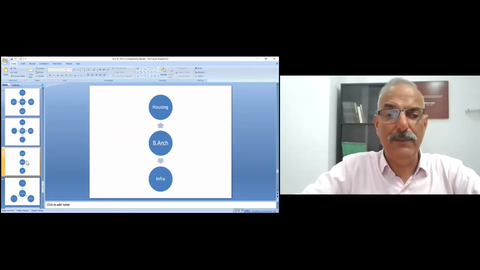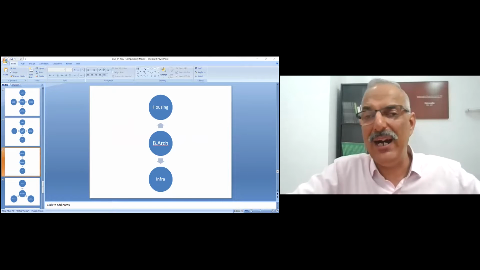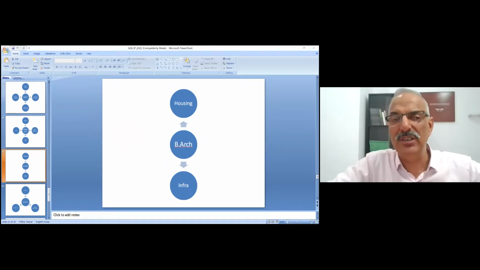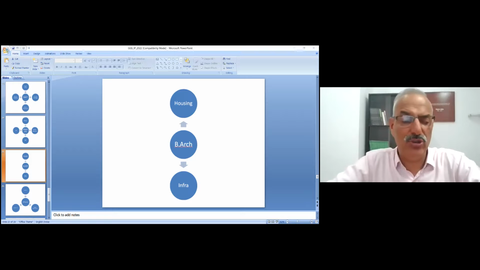As far as architecture is concerned, if you go for B.Arch, which is a 5-year course, then you can have a career in the housing industry, you can have a career in the infrastructure sector, so on and so forth. Yes, architecture is something which is not doing well because of demonetization and the fall of the housing industry.